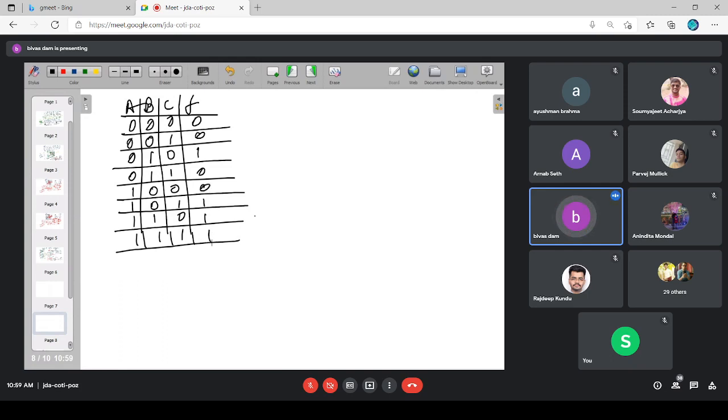Say I have another function like this. Now instead of SOP, we are interested in POS. So in POS type of representation, what is our first target? The input combinations for which the output is 0. You have to first find out those input combinations. How many such input combinations are here? 4.